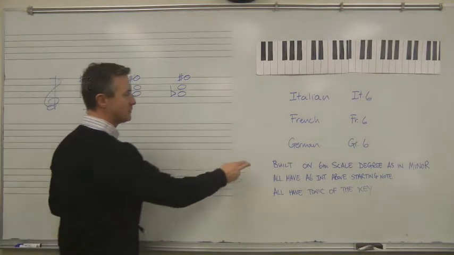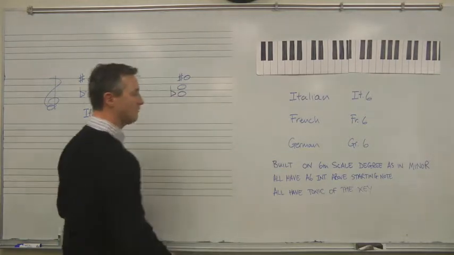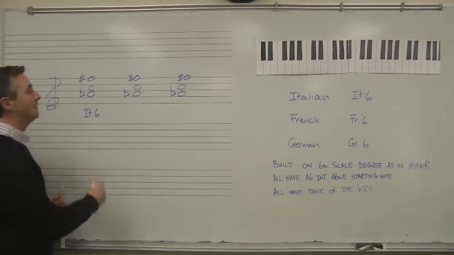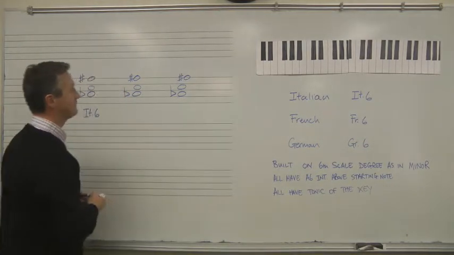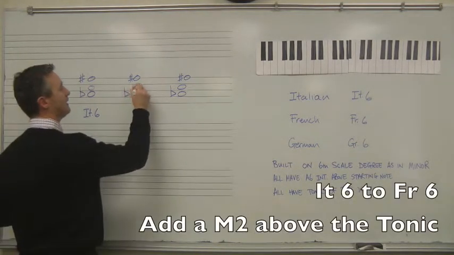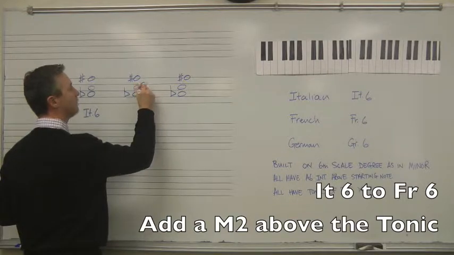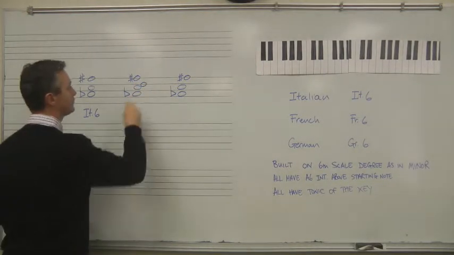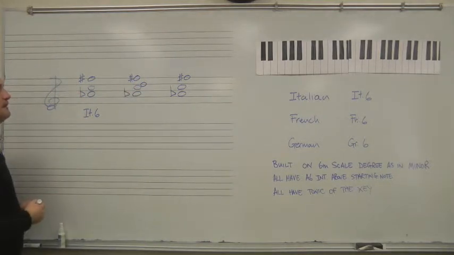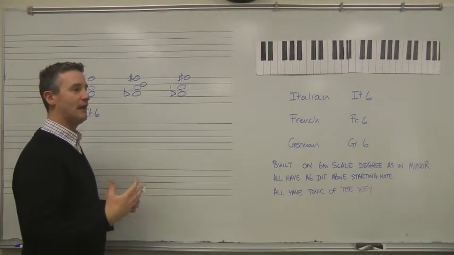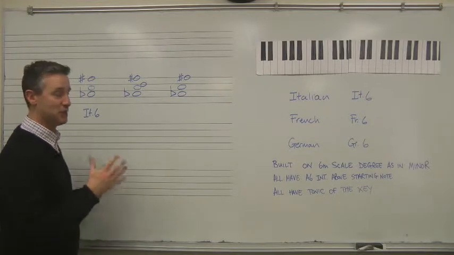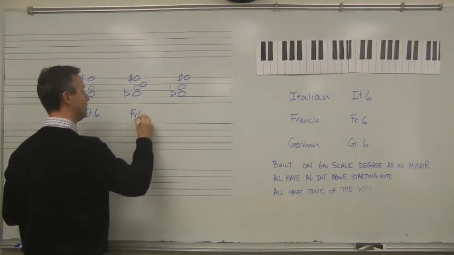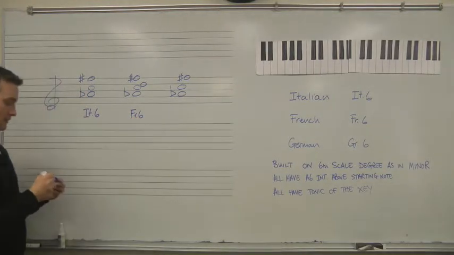Once you've checked all the things that are common to all of them, that is, as it happens, also the Italian augmented sixth. Now, if you want to do the French augmented sixth, then you have to add a major second above the tonic. Find the tonic note, add a major second, that creates the French augmented sixth chord. It has a kind of jazzy sound to it. It's kind of nice, it's colourful. So this is the French augmented sixth chord.